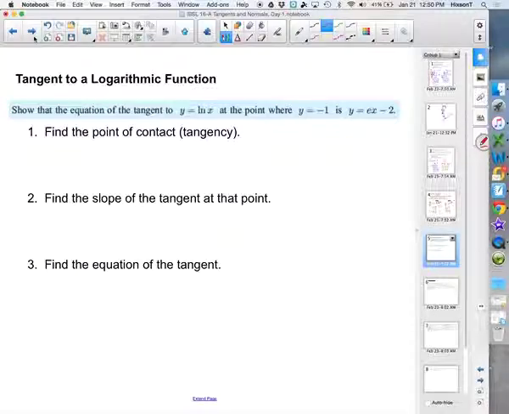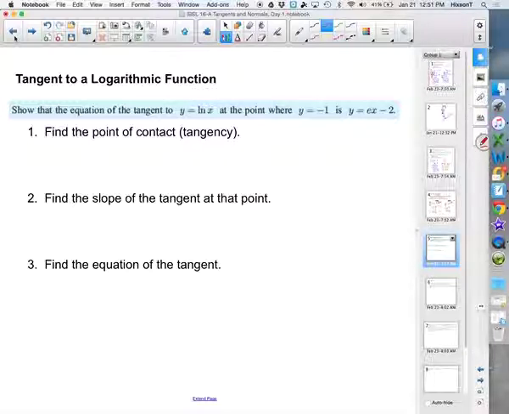Now, we have a couple of different ones here, and we're going to look at a couple of other examples tomorrow, but I wanted to take a look here at the logarithmic function. It says, show that the equation of the tangent to y equals ln of x at the point where y equals -1 is y equals ex minus 2. Notice that's not e to the x, it's e times x.